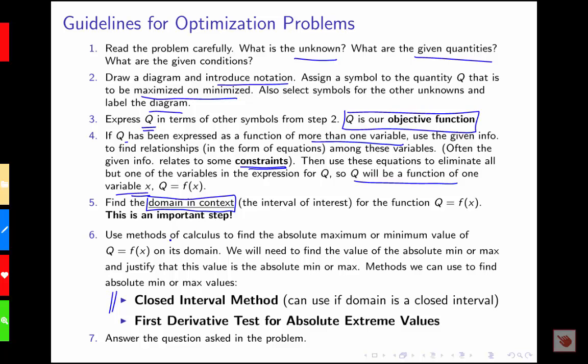So after we've done that, we're going to be using some kind of calculus method to identify our absolute min or absolute max value of our quantity. So we'll either be looking at using the closed interval method if our domain is in fact a closed interval, or perhaps the first derivative test for absolute extreme values, or sometimes we'll even use the second derivative test. So we'll have to identify which is the appropriate method depending on what our interval looks like. And lastly, we'll have to answer the question that we were asked in the context of the problem.